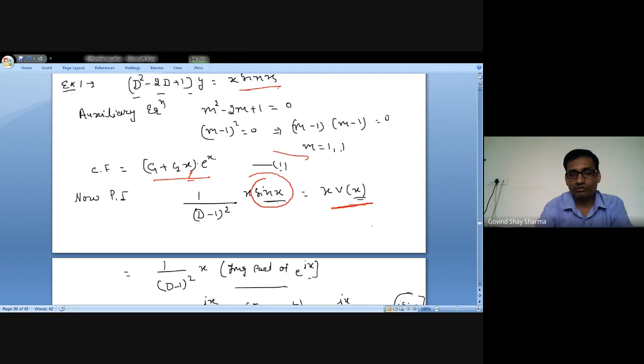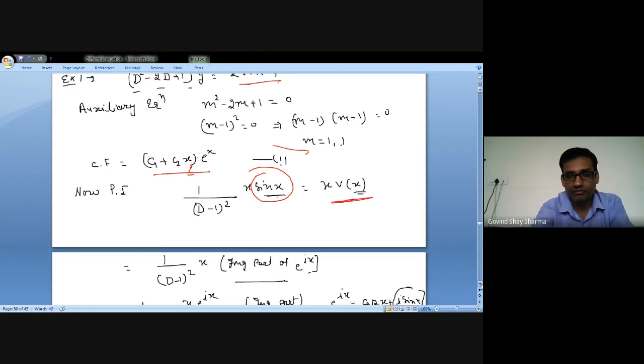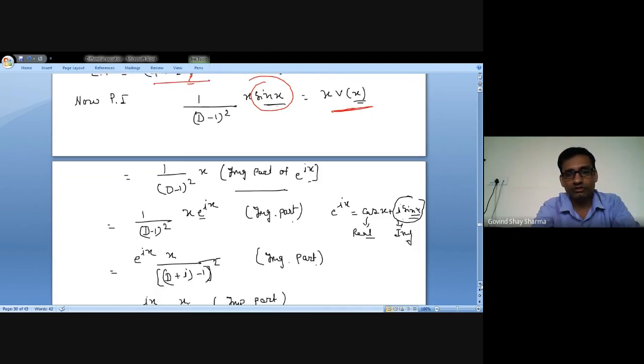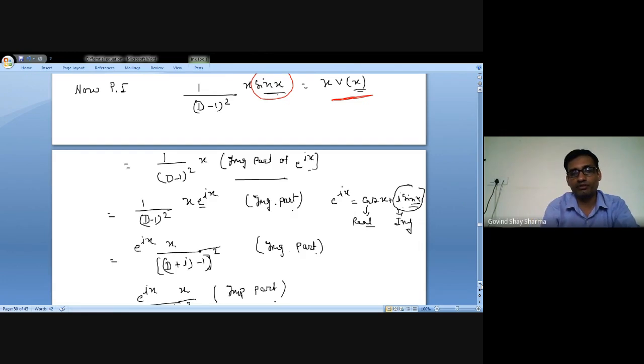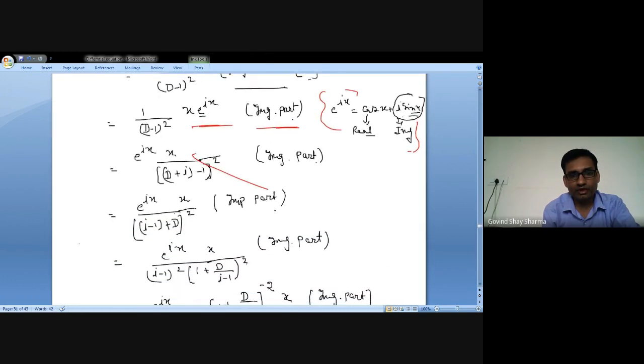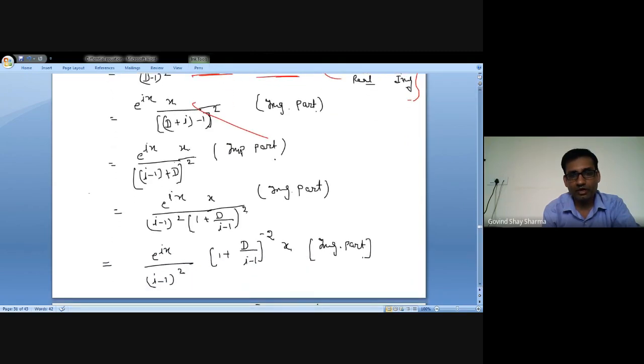Okay. So by changing this form, we write x e^(ix). So the solution is the imaginary part of e to the power iota x. Okay. Now we take (iota plus 1) and (iota minus 1) outside. So this converts into 1 upon (iota minus 1) and take it above.